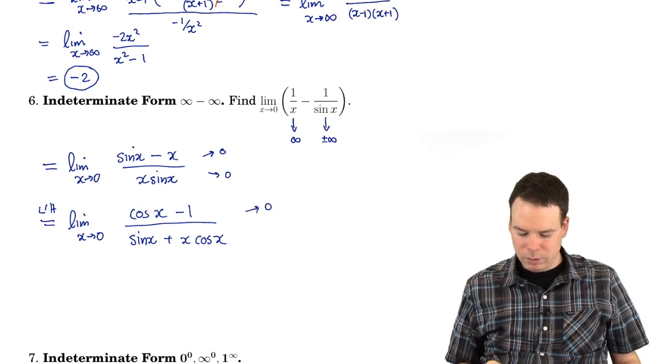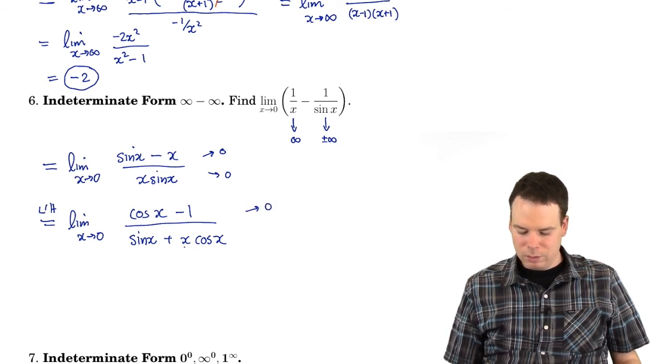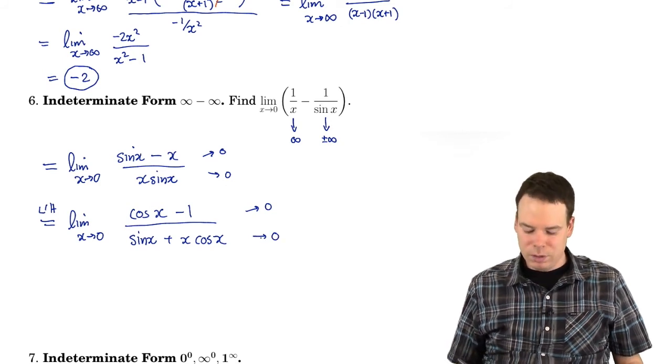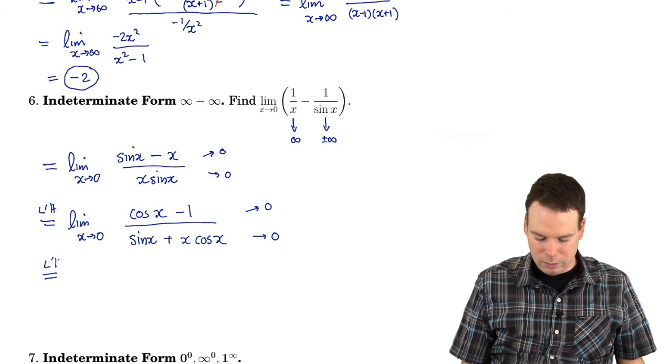Now as x goes to 0, the top is going to 1 minus 1. Okay, so that's going to 0. The bottom's going to sine of 0, 0 plus 0. So that's going to 0 as well. So we're of type 0 over 0. So we can use L'Hopital's rule again.